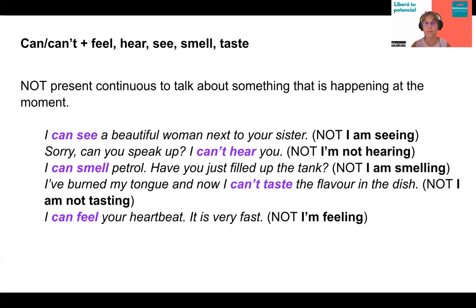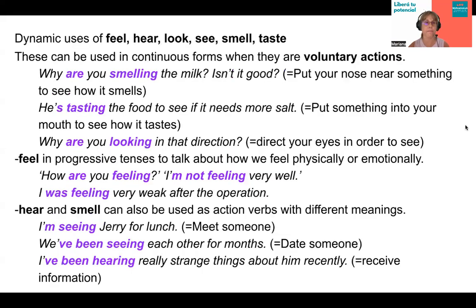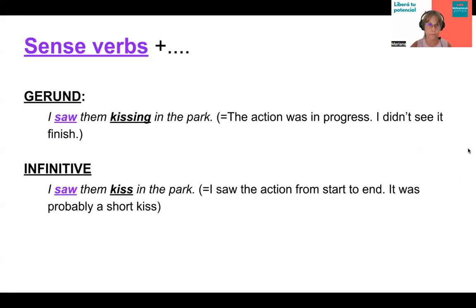Like I can see a beautiful woman next to your sister. Or I can't hear you. I can smell petrol. I can't taste the flavor in the dish. So that talks about your possibilities at the moment or even abilities. But the dynamic cues would be what I mentioned before, in the case someone is tasting the food, literally tasting, or literally smelling something, or looking in a direction. So that creates a dynamic use of the verb.